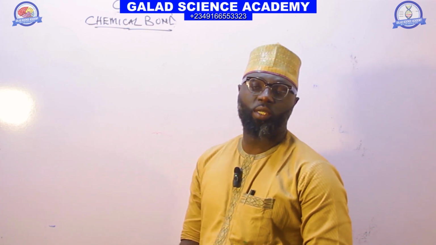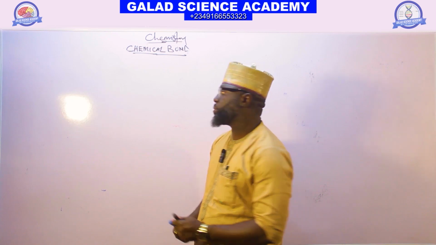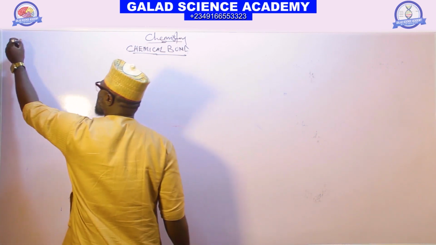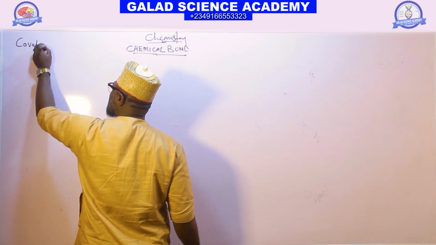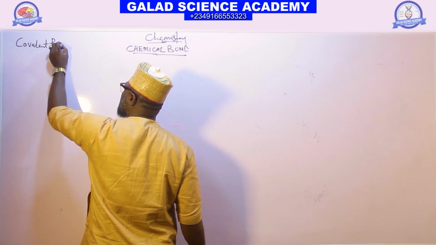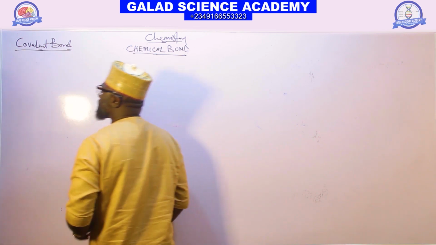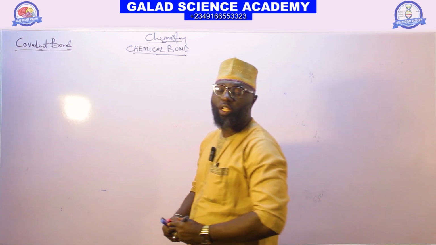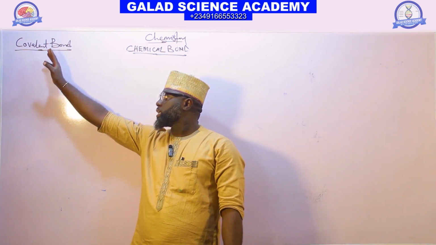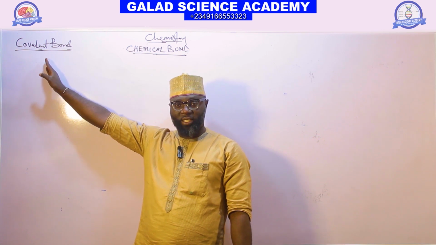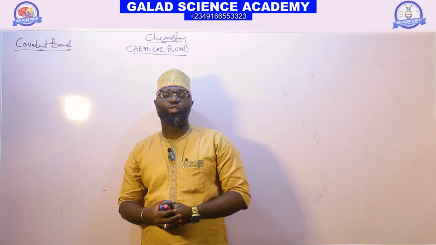Let us look at the next subtopic under chemical bonding, which is covalent bond. This covalent bond is a kind of bond that involves the sharing of electron.